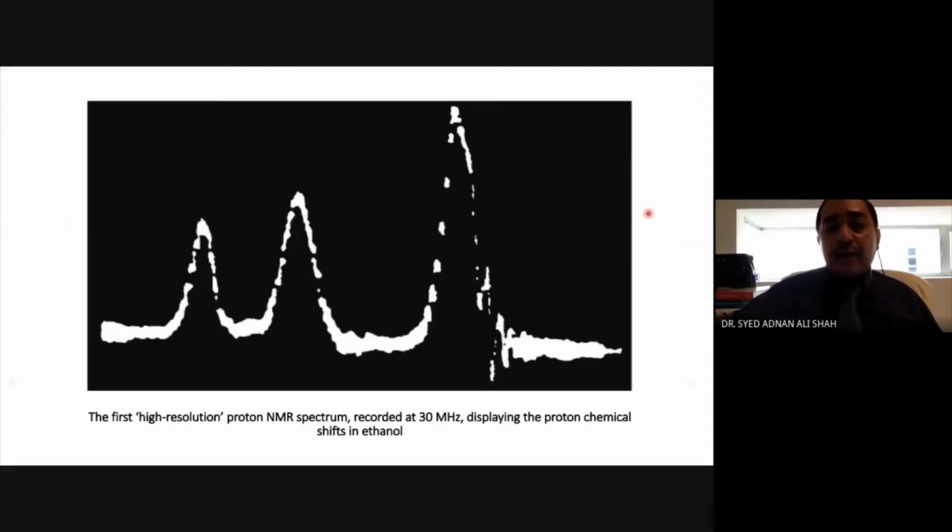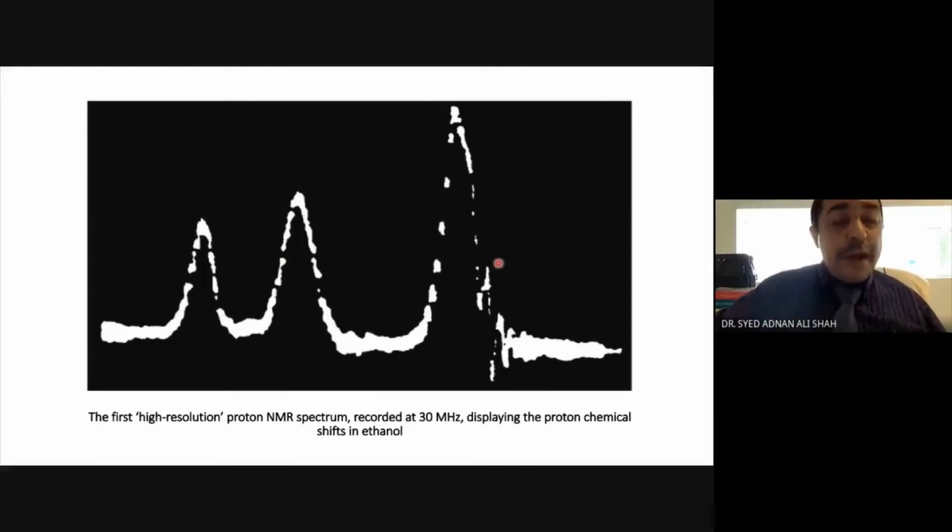The first NMR was recorded in the late 40s. This is the NMR of ethanol. Ethanol is CH3CH2OH. I am only talking about the proton, meaning hydrogen, because most samples, about 90 to 95% of samples, contain hydrogen. This is a spectrum recorded for ethanol. Ethanol contains three types of hydrogen, CH3, CH2, and OH, so there are three signals.